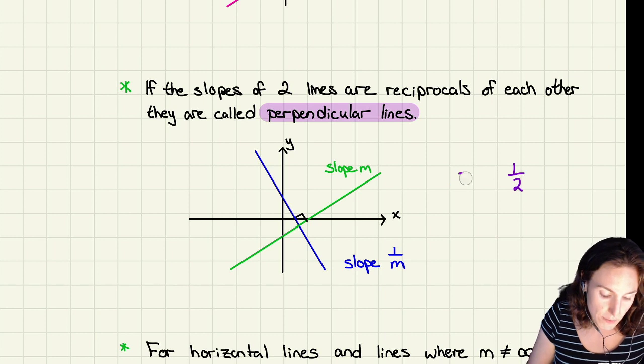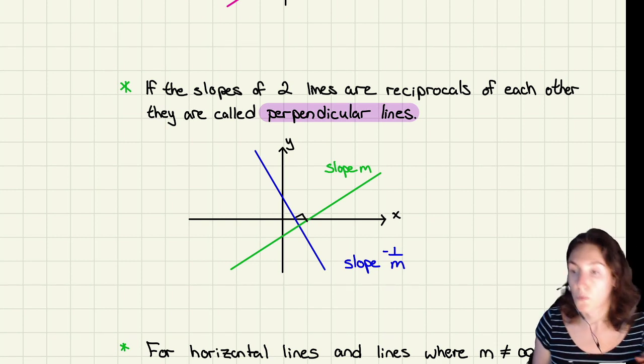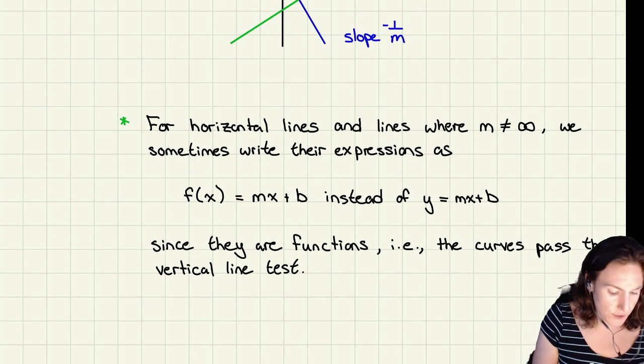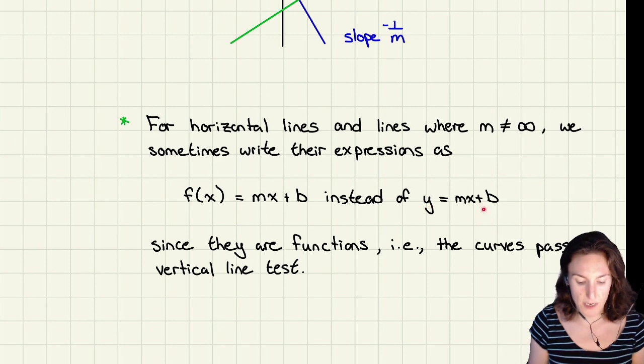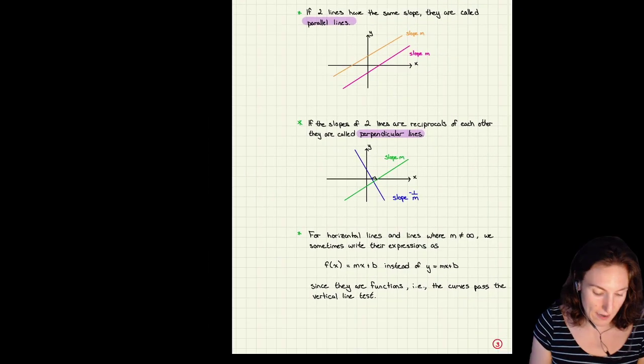Or more generally, slope m and slope negative 1 over m. All right, and here's just a little comment to what I was saying before. Sometimes instead of writing y is equal to mx plus b, we write f of x.